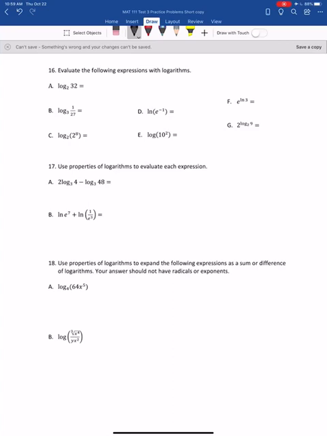All right, moving on. Let's continue our topic of logarithms. So we'll do some evaluations. It says evaluate the following expressions with logarithms. So in our first example, we have log base 2 of 32. We want to find its value.